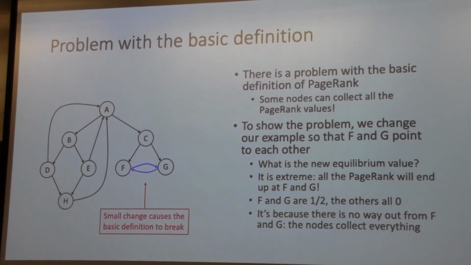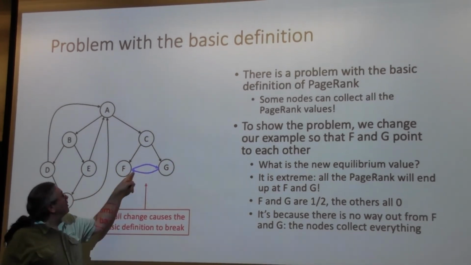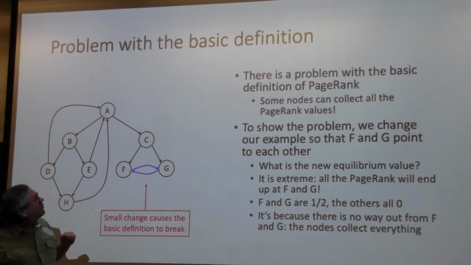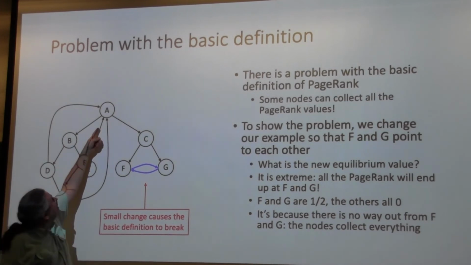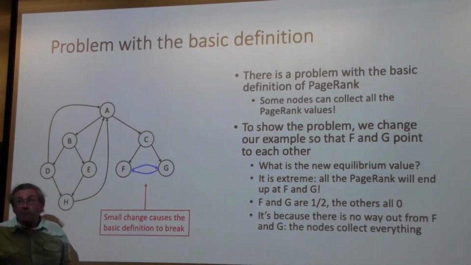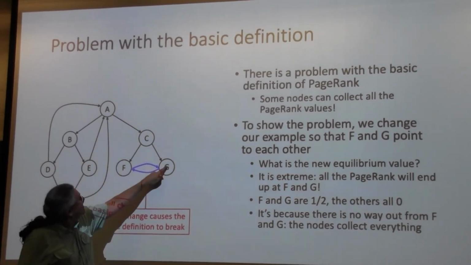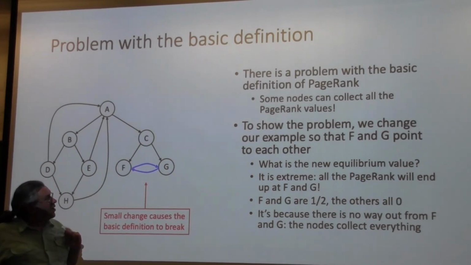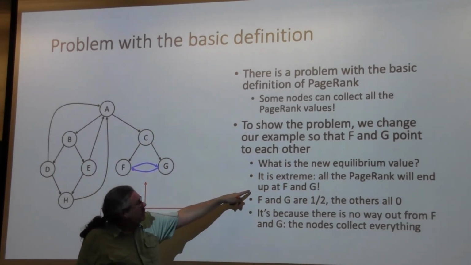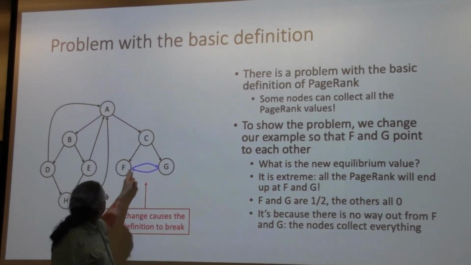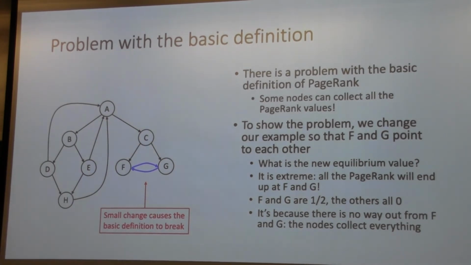Okay. F and G are now pointing to each other and to nobody else. Well, any fluid that comes into C will never go out. So eventually, all the fluid is going to collect here. All the PageRank fluid will end up in F and G. They will each have 1/2. Everyone else is 0. So it looks completely bad, huh?